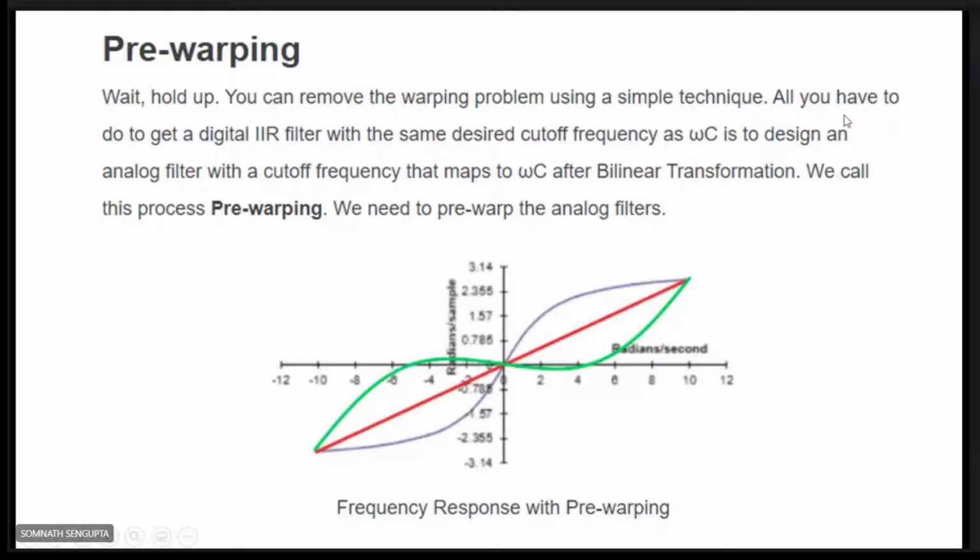So what do we have to do to remove the effect of warping? All we have to do to get a digital IIR filter with the same desired cutoff frequency omega c is to design an analog filter with a cutoff frequency that maps to omega c after bilinear transformation. So we call this process pre-warping. We need to pre-warp the analog filters.